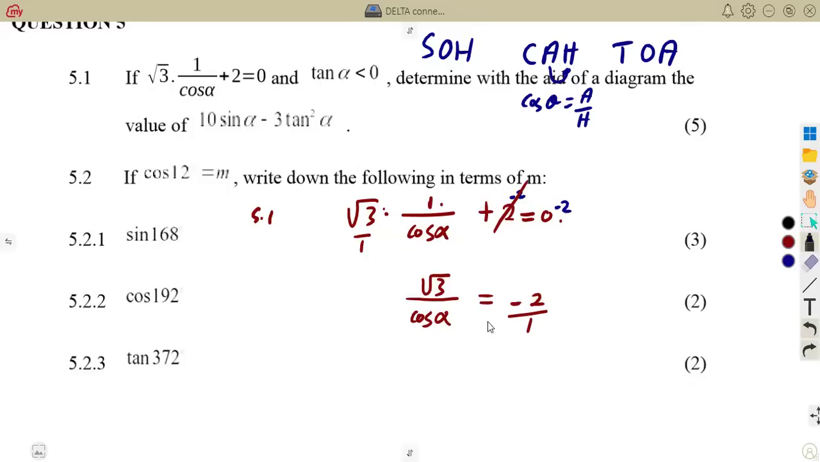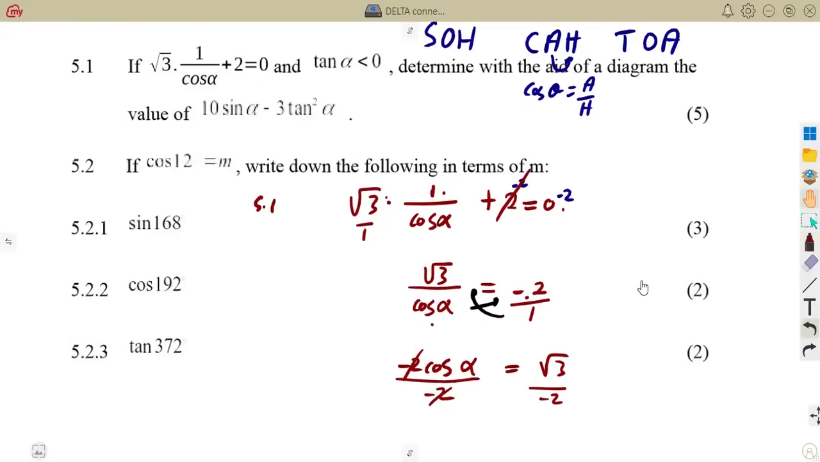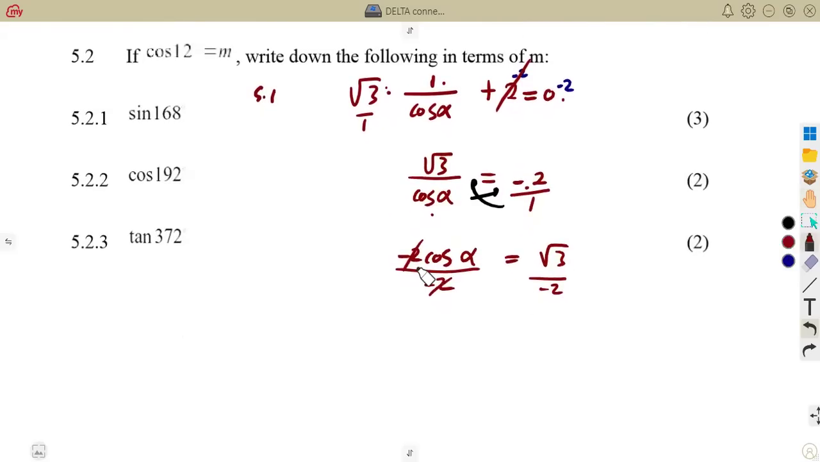So what can we do? Let's cross multiply here. Cos of alpha times 2, that's negative 2. Guys, where am I getting the phi? I'm now used to this phi that I was working with in my previous class. All right, so divide by negative 2 both sides so that we get rid of this. Remember, we need the cos on its own. So it follows that the cos of alpha is equal to the square root of 3 over minus 2.